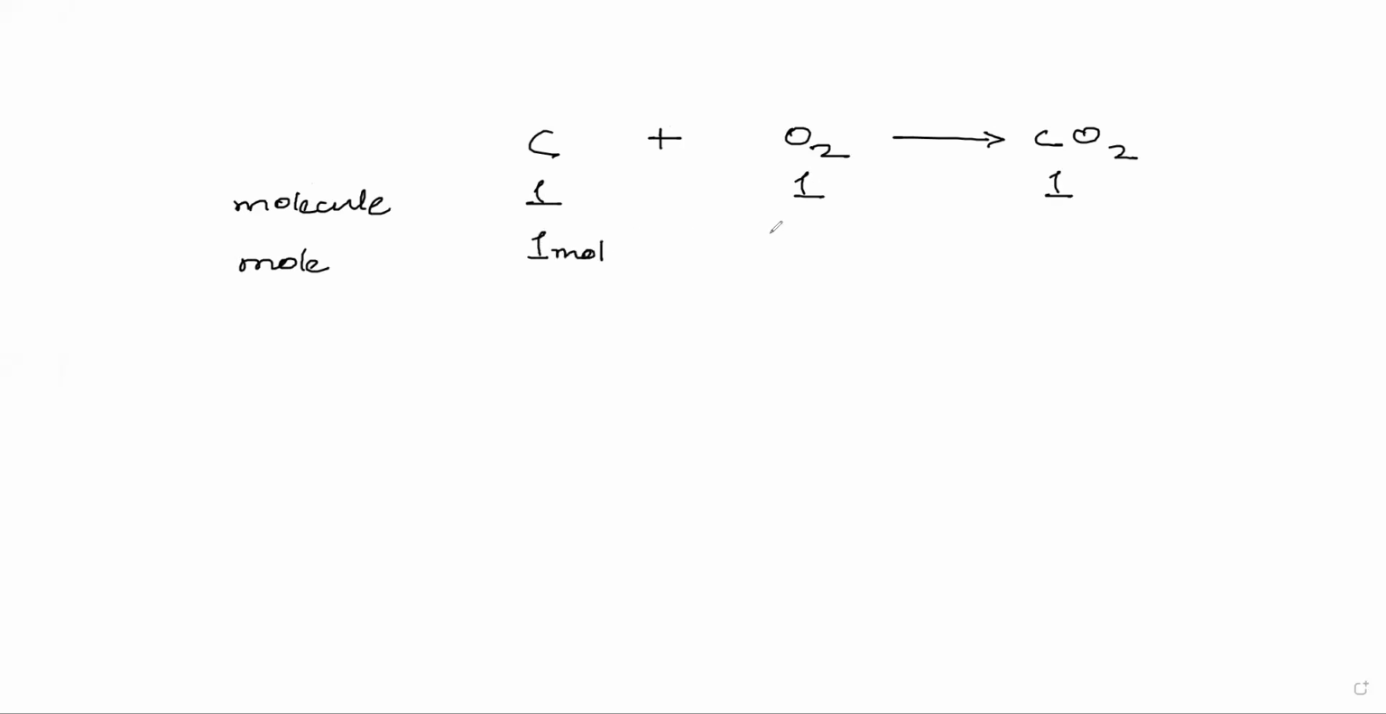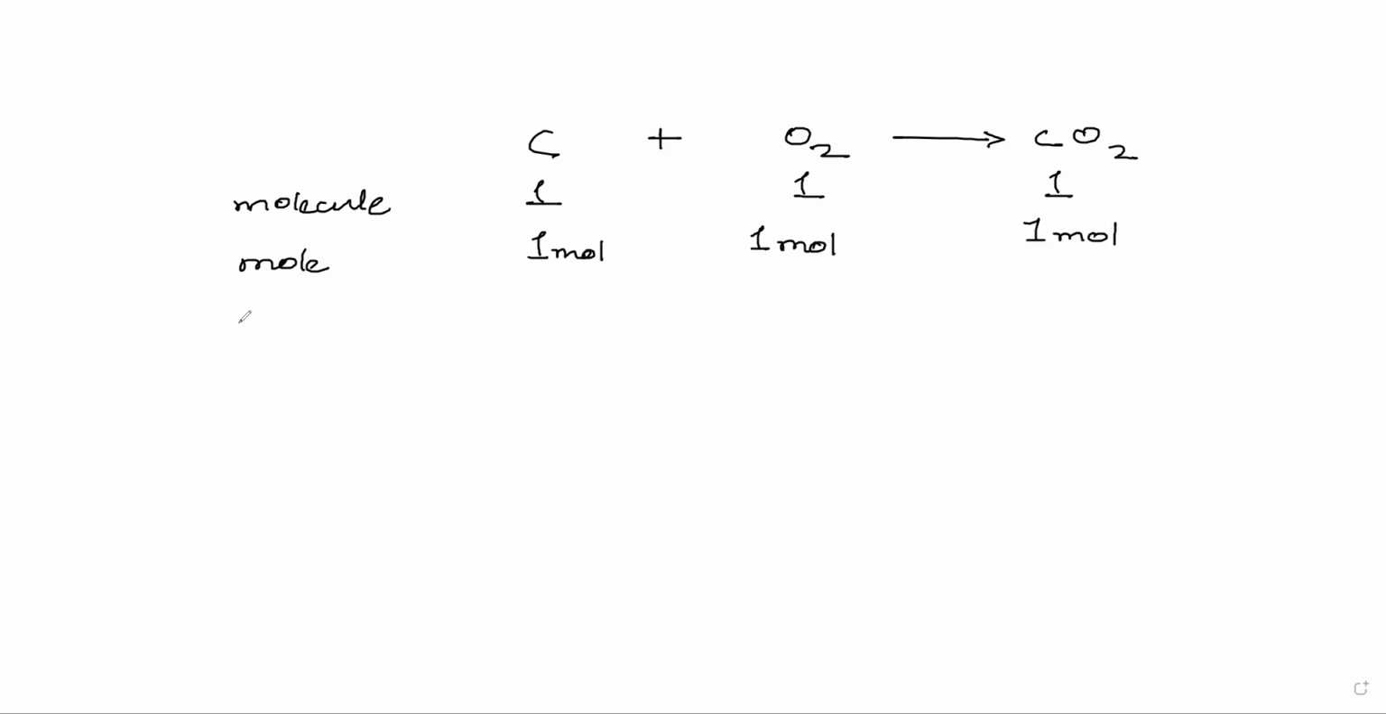Okay, sir. So we were learning about the different pictures of a particular chemical reaction that we can understand. Carbon plus O2 is giving me carbon dioxide, and we first saw the molecular picture. In molecules, one molecule of carbon and one molecule of oxygen give one molecule of carbon dioxide. Similarly, in the molar picture, 1 mole will react with 1 mole of oxygen, and it will give me 1 mole of carbon dioxide.